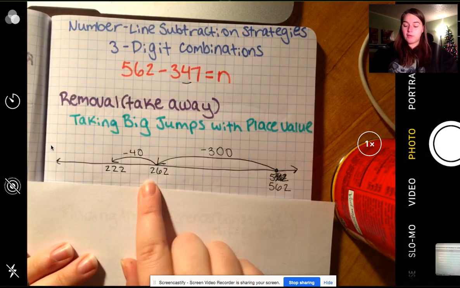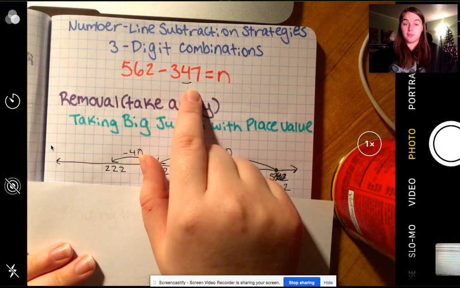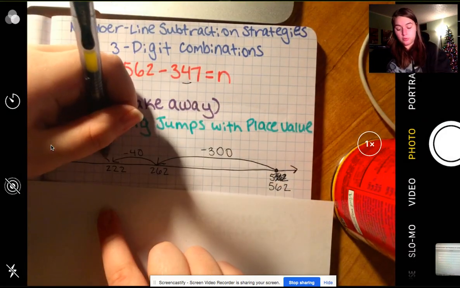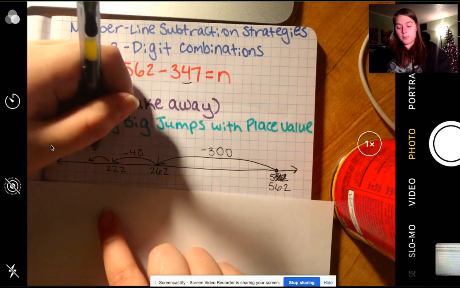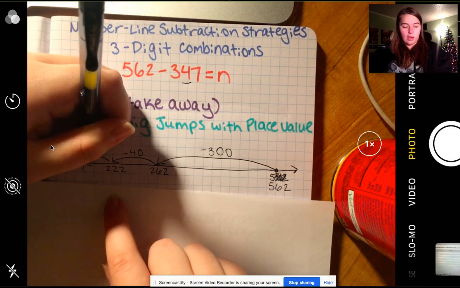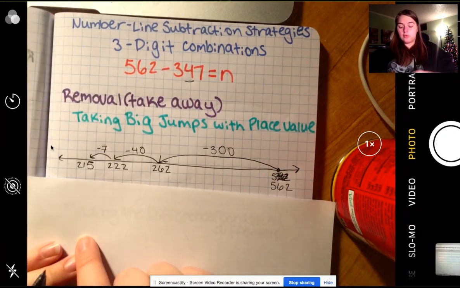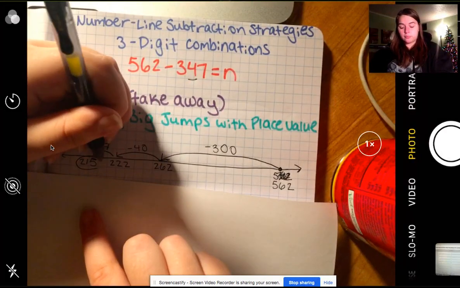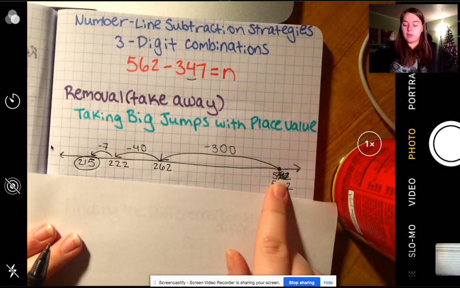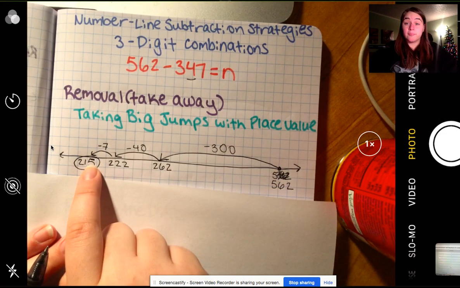Then all we have left is just our ones. And there's 7 ones in 347. So we just have to jump backwards by 7. So 222 minus 7, and that would land us at 215. So there's our answer. So when we start at 562, and then we take away 347, that gives us 215.